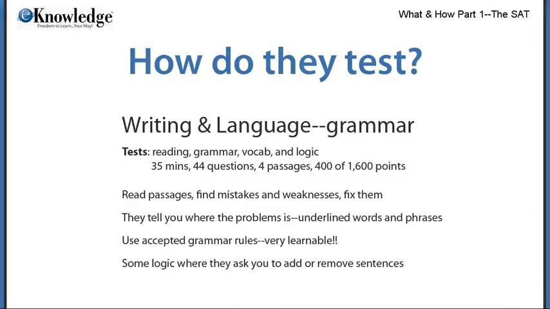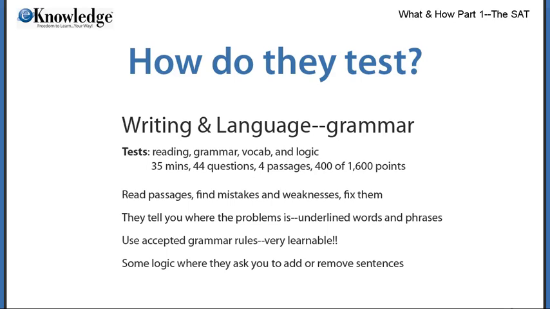Now let's take a quick look at the writing and language section. This is actually misnamed. It should be called grammar and logic, but they call it writing and language, so don't be fooled by that. It's 35 minutes long, it has 4 passages and 44 questions, and is worth 400 of the 1600 total points. You will read passages that have underlined sections that indicate where a potential problem exists, and then select an answer choice that fixes the problem.